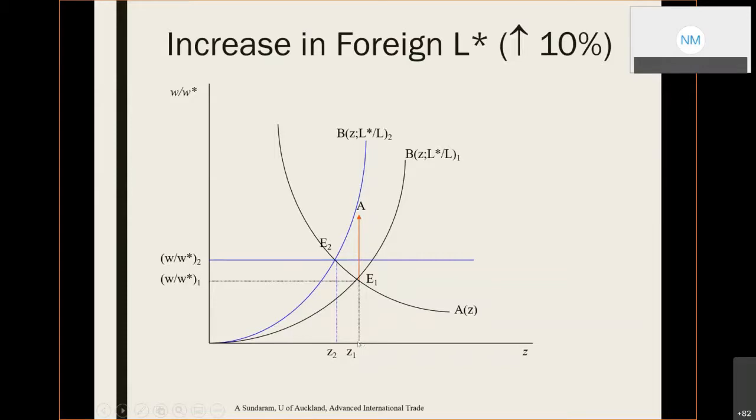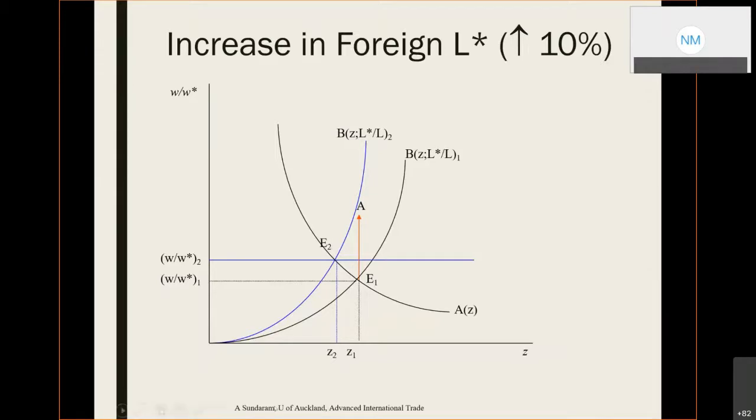So earlier, it was only 0 to Z1 that was being produced in India. Z1 to infinity was being produced, or everything to the right was being produced in China. Now China has increased its population, right? So L star has gone up. China is now a bigger country by 10%.